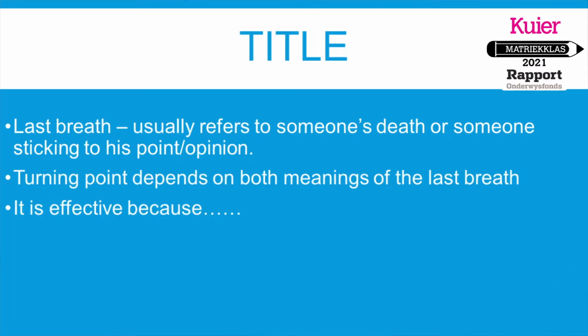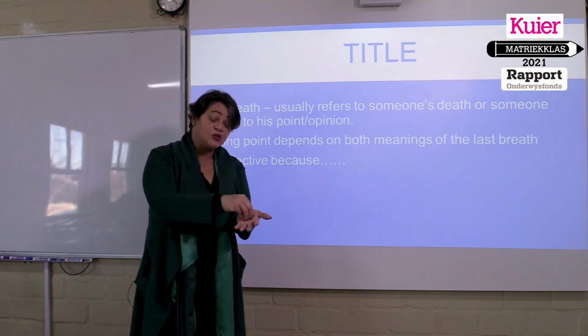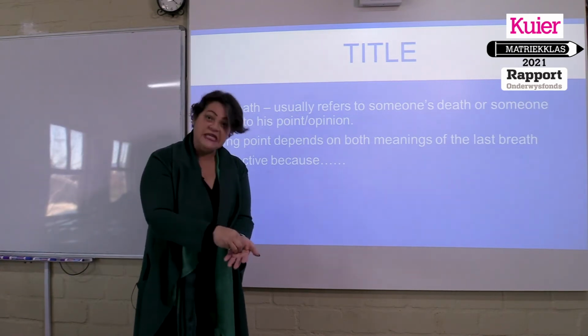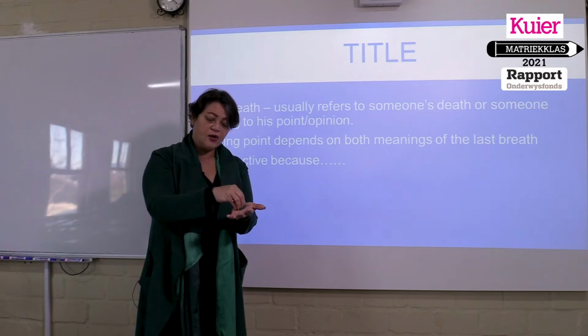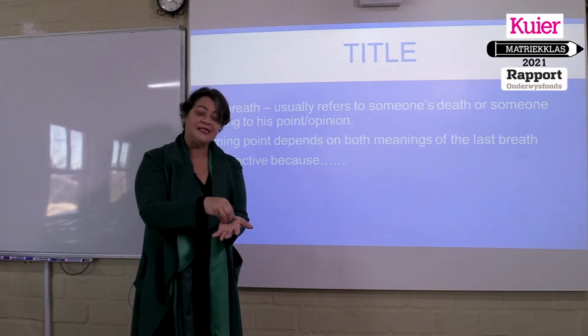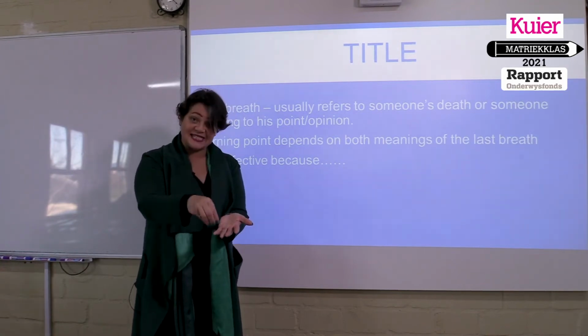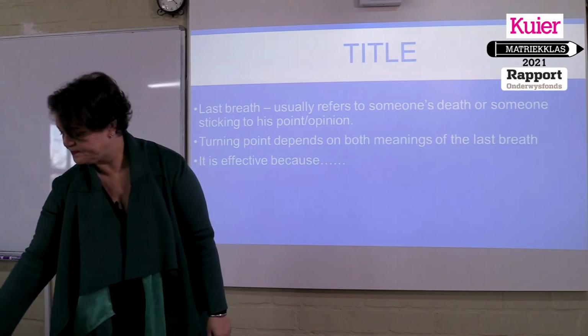So the turning point depends on both meanings of the last breath. And why is it effective? Because to his dying breath, he decides this woman must be able to see. So he's not changing his mind about the fact that she must not be blind. And he also, with his last breath, makes sure that she gets sight.